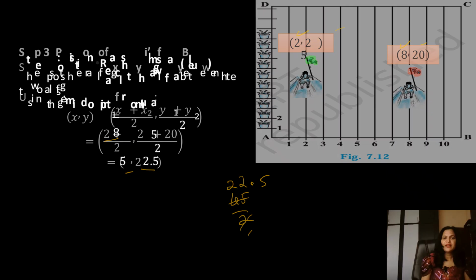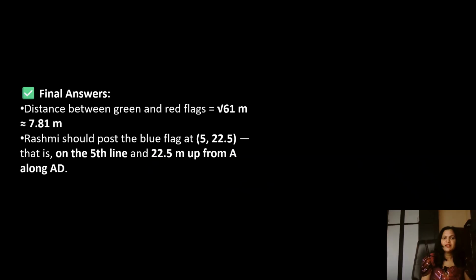So write the final answer. Distance between the green and red flags is square root of 61 meters. That is 7.81 meters approximately. Rashmi should post the blue flag at 5, 22.5, that is on the 5th line, and 22.5 meters up from A along AD. This is the solution.